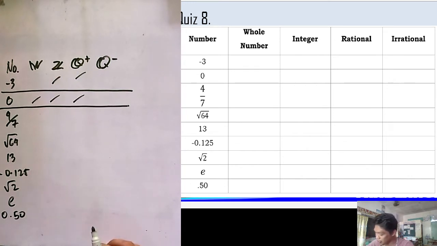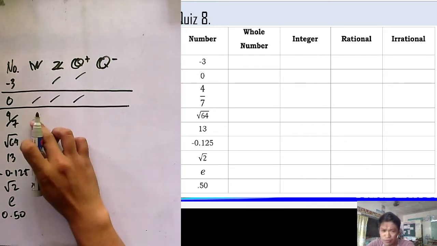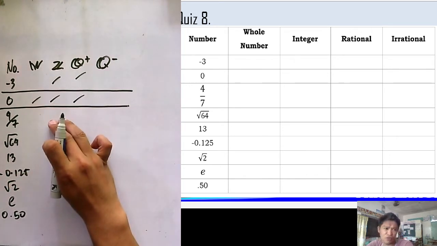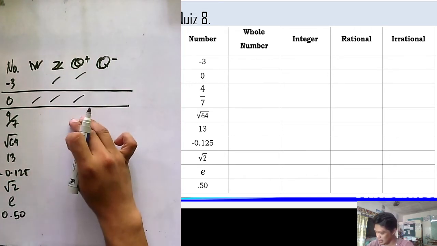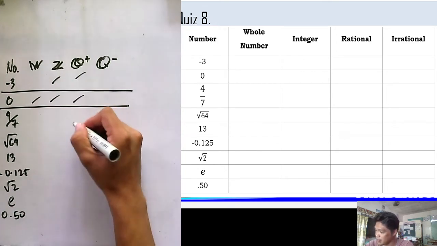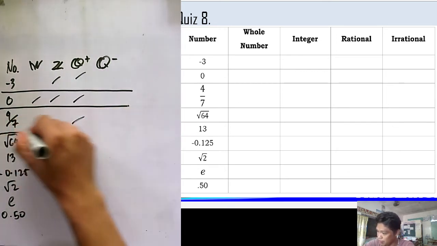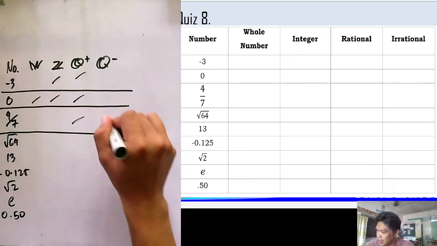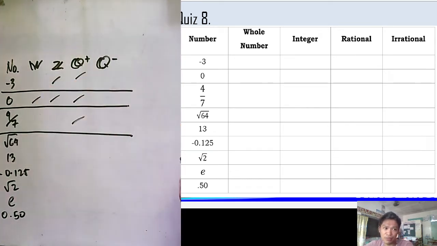Next, 4 over 7. Is it a whole number? Of course not. May butal siya. Fraction nga siya eh. Is it an integer? No, of course not. Is it a rational number? Yes, because it is a fraction. Kaya po, 4 over 7. Okay, what if nilagyan ko dito ng x? Okay lang po, pag nilagyan mo siya ng x sa mga blanco. Tama din po yun.